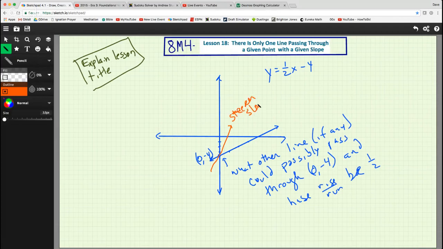Which would have a steeper slope? If a line went through like this, it would have a negative slope. So there is no other line that has this, and this would have a slope like 2 over 1, and this would have a slope of like -1/2. So there's only one line that goes through this point and has exactly this rise over the run.